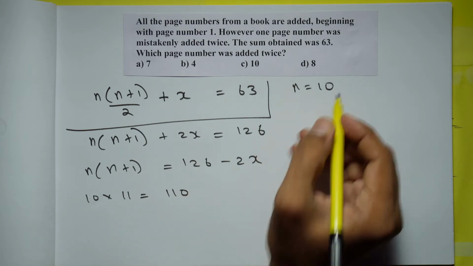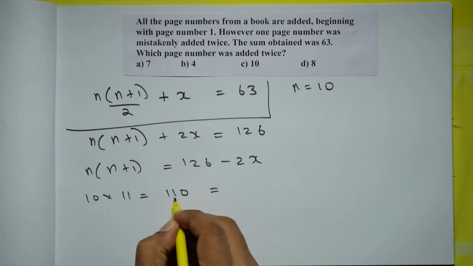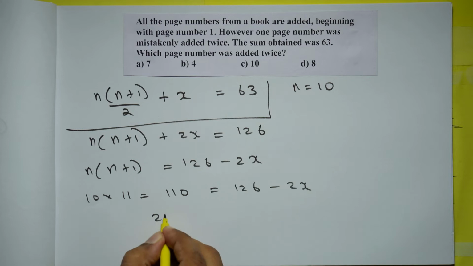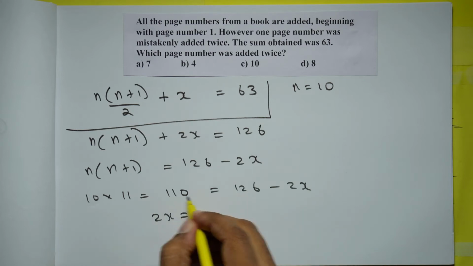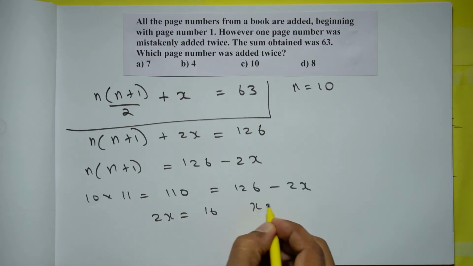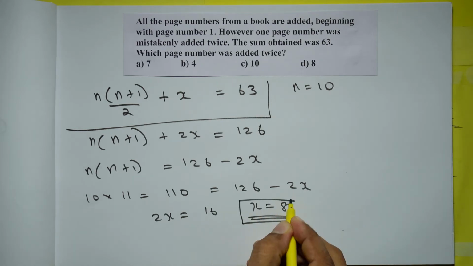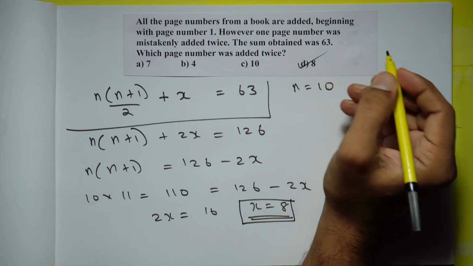So if you assume n is equal to 10, this is 110, and that will be 126 minus 2x. So 2x you will get it as 126 minus 110, 16, or x is equal to 8. So the page number which was added twice is 8. So option D, 8.